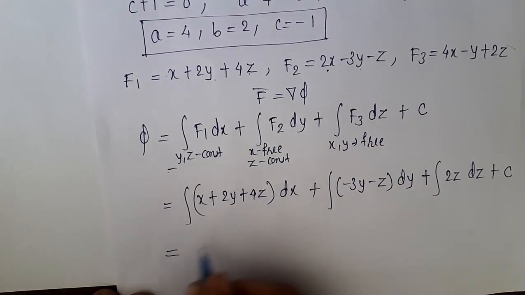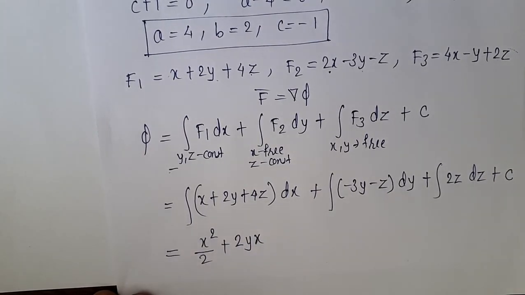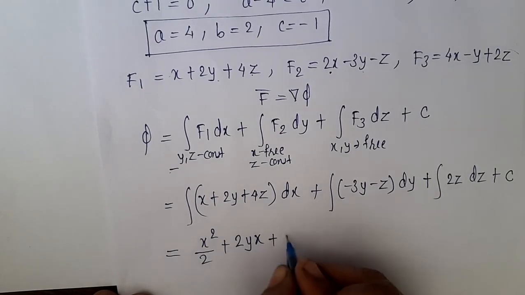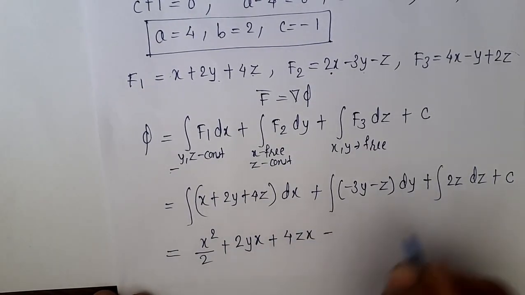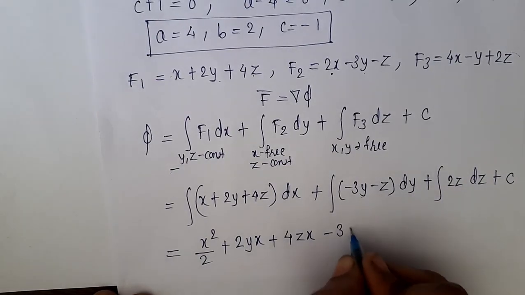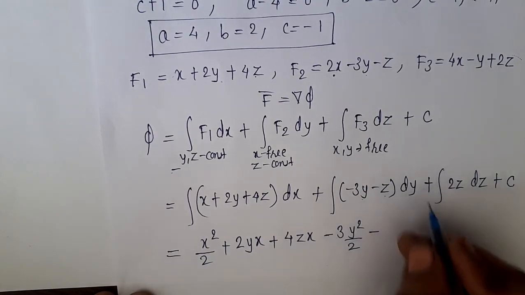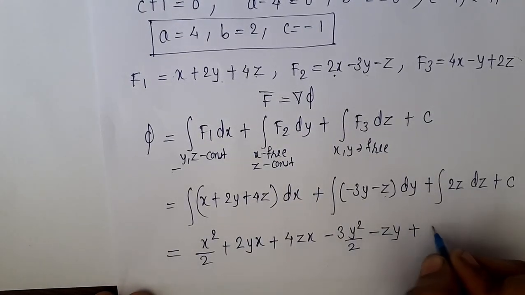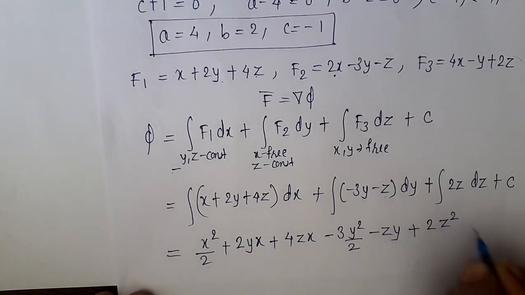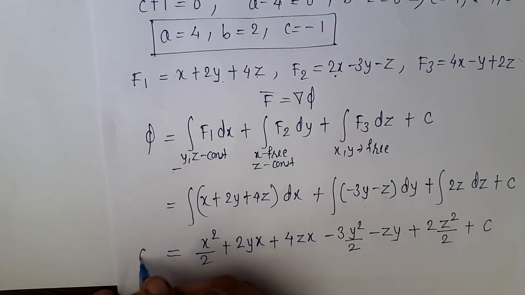So this is equal to integration of x, which is x square by 2. Integration of 2y with respect to x is 2xy. Integration of 4z with respect to x is 4zx. Integration of minus 3y with respect to y is minus 3y square by 2. Integration of minus z with respect to y is minus zy, plus the integration of 2z, which is z square by 2, plus c. So this is our phi.